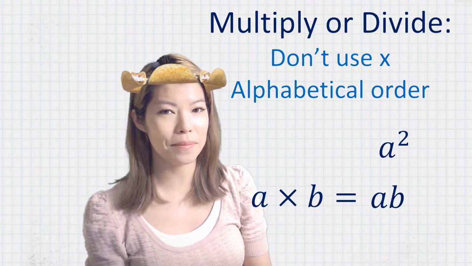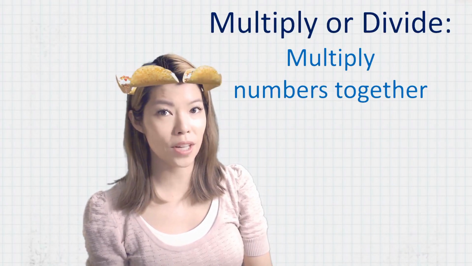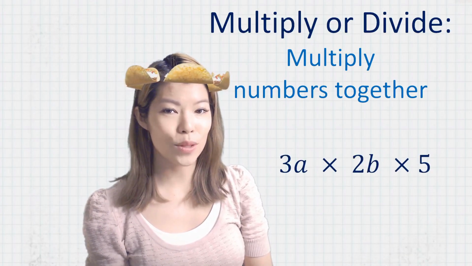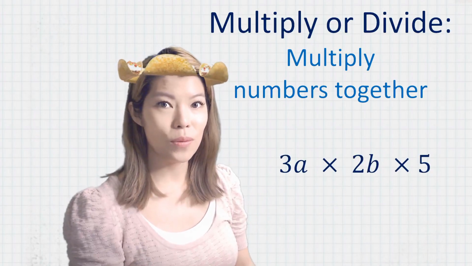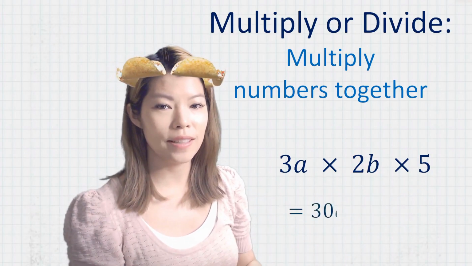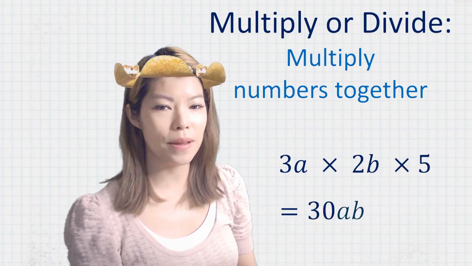Just write ab. Let's multiply some terms together by first multiplying the numbers together. So here we have 3a times 2b times 5. So what we do is 3 times 2 is 6, times 5 is 30. So we write 30. And then we look at the letters, there's a, b.